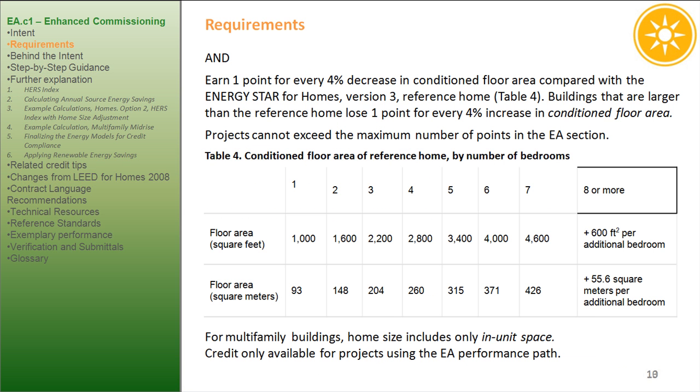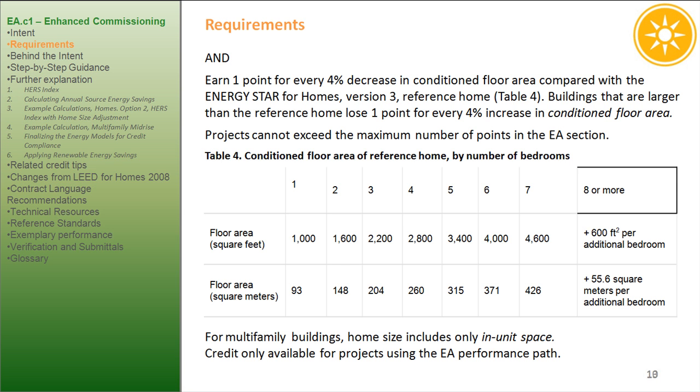And earn 1 point for every 4% decrease in conditioned floor area compared with the Energy Star for Homes, version 3, reference home, table 4. Buildings that are larger than the reference home lose 1 point for every 4% increase in conditioned floor area. Projects cannot exceed the maximum number of points in the EA section.